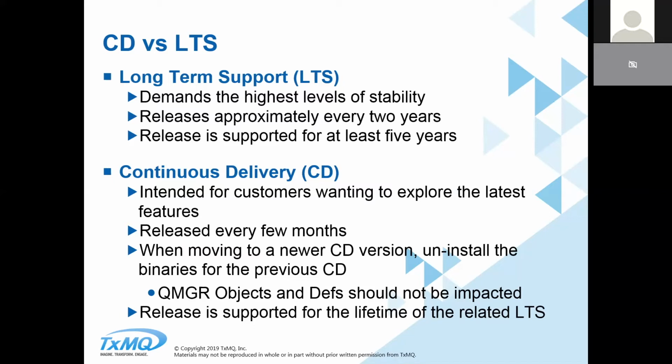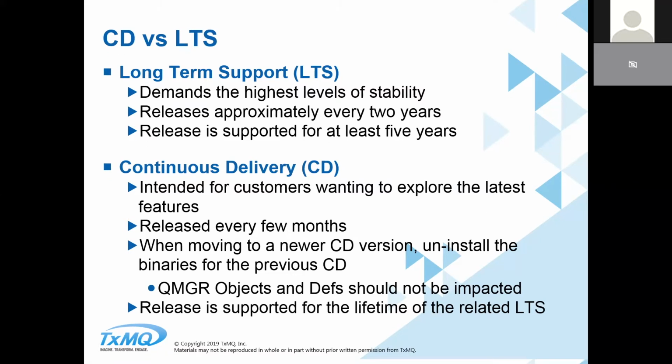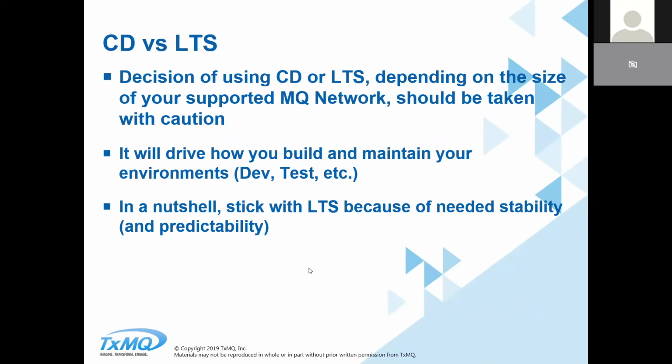With long-term support, it demands the highest levels of stability, because LTS is truly meant for production environments. It releases approximately every 2 years, and each release is supported for at least 5 years. And believe me, something as simple as this, many clients will ask, well, which one should we use? Well, the decision to use CD or LTS depends on the size of your supported MQ network. But approach this with caution. It will drive how you build and maintain your environments. In a nutshell, stick with LTS because of the needed stability and predictability that you want in your network.